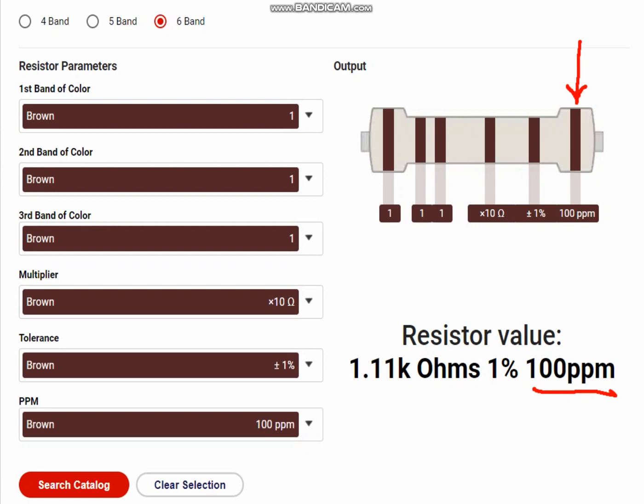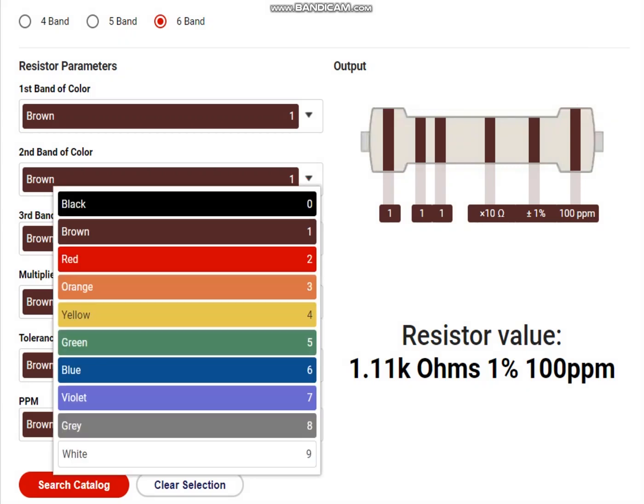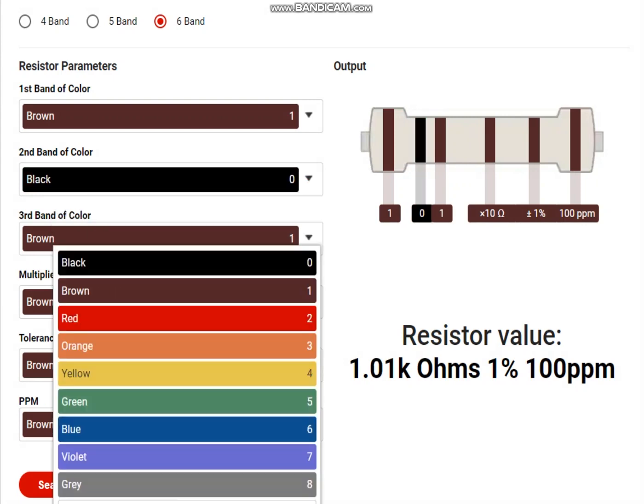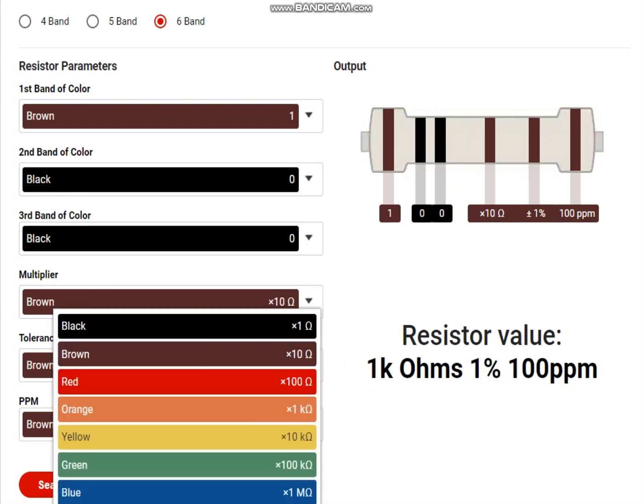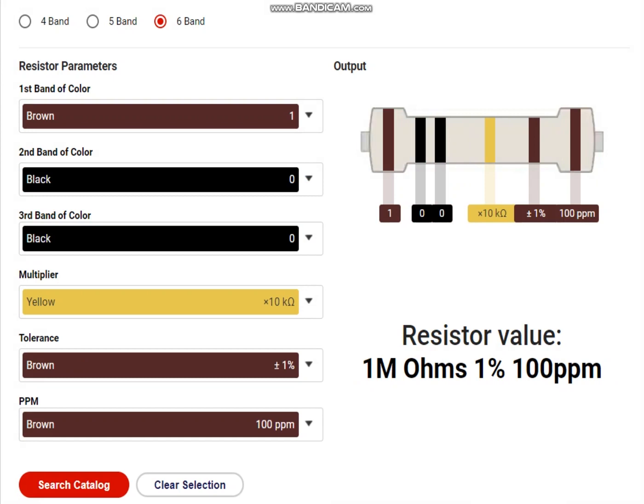So let's consider a 1 mega ohm resistance here. The colors I am going to select are brown, black, black, yellow, brown and brown. So the resistance of this will vary 100 ohm per degree centigrade increase in temperature after 25 degrees. So at that time its resistance will be 1 mega ohm minus 100 ohm.